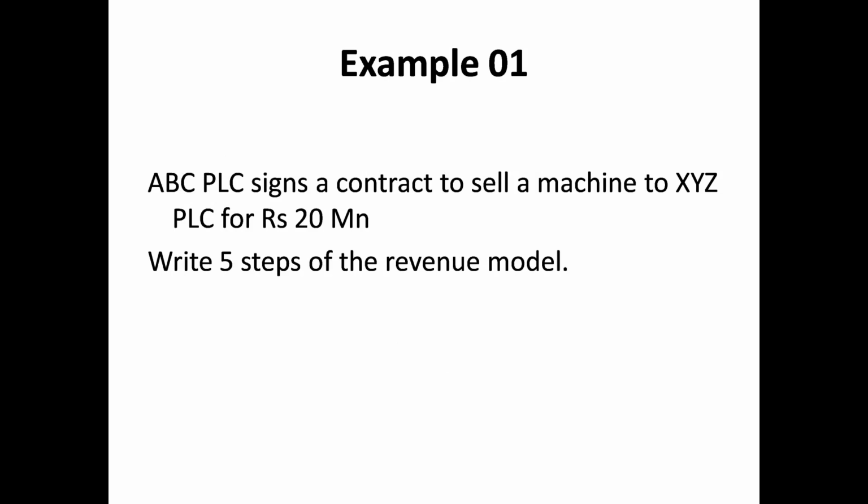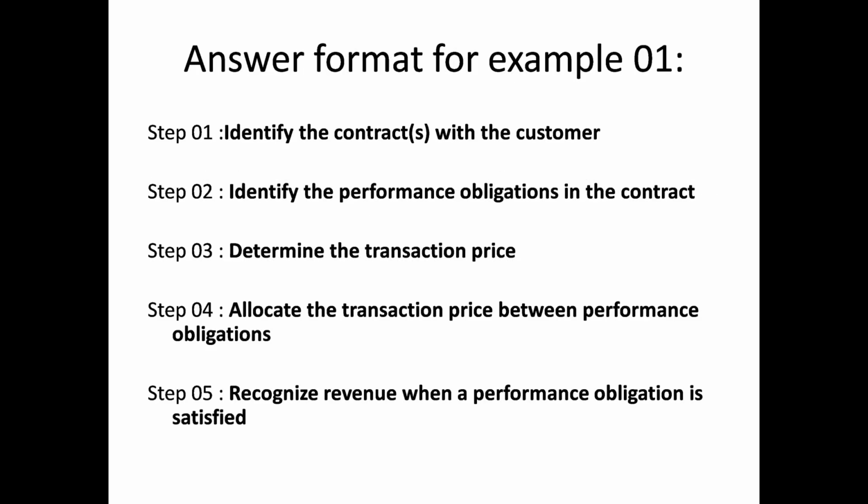Example 1. ABC PLC signs a contract to sell a machine to XYZ PLC for rupees 20 million. The supplier is the ABC PLC and the customer is XYZ PLC. ABC PLC is going to supply a machine to the customer for rupees 20 million. Now we are going to write the 5 steps of the revenue model. Look at my answer format. I have written step 1, 2, 3, 4, 5.